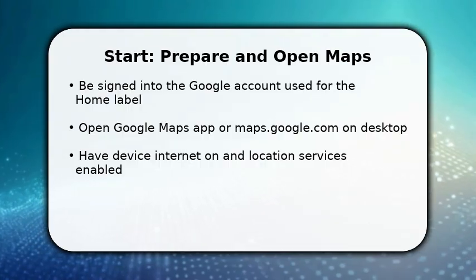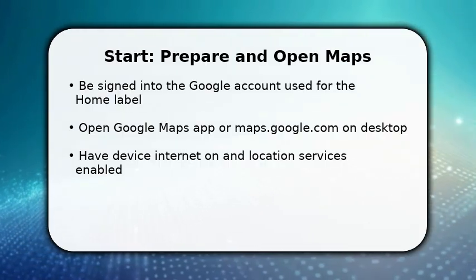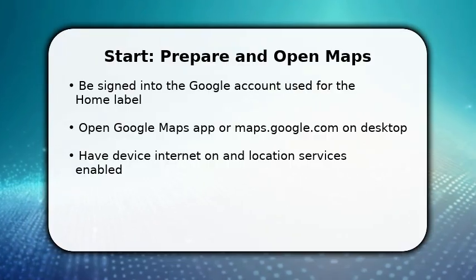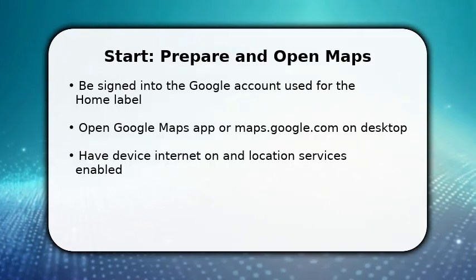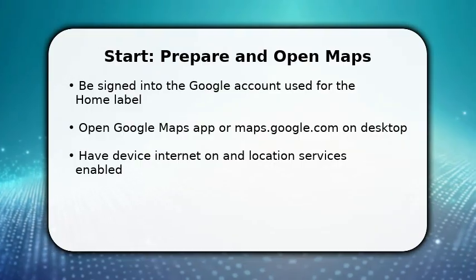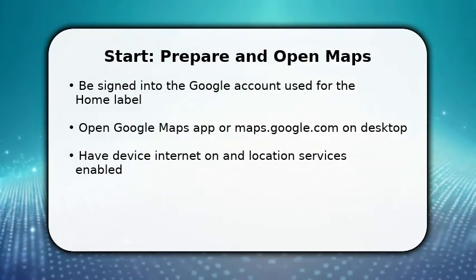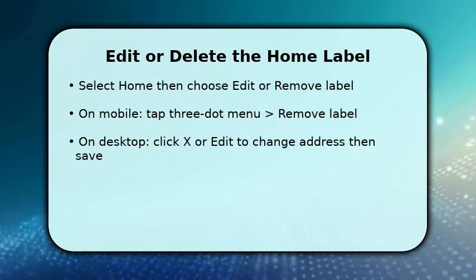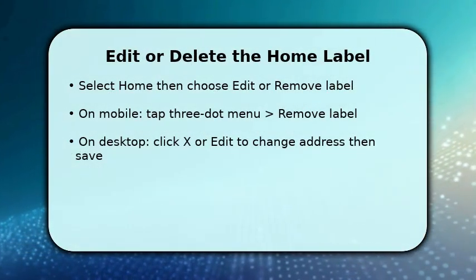Make sure you're editing the same account that holds the label, otherwise the change won't apply. This first action targets the label itself, which is separate from addresses in your Google account, so focus on the labeled entry for home. Once you open the home entry, choose Remove Label to delete it outright. If Edit is more appropriate, clear the address field and save.